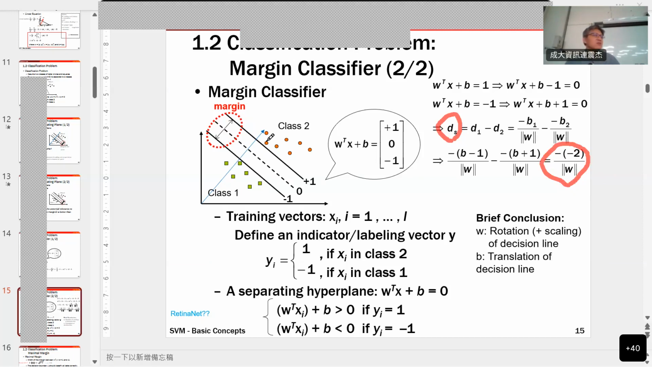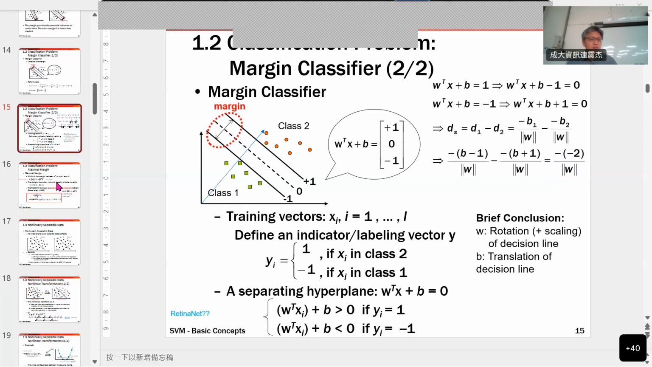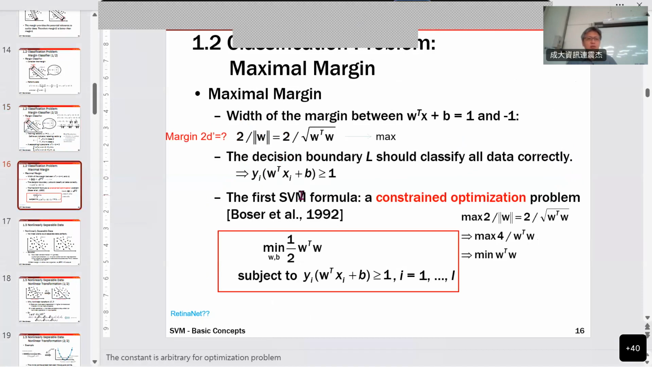The margin, right now we don't know W because we are trying to find W. But you'll find the margin is the distance between two lines, and this distance becomes 2 along the W direction. This is the final result. Let's continue.